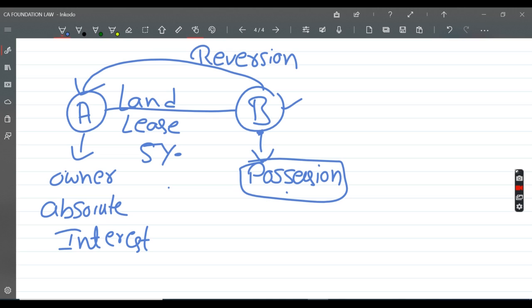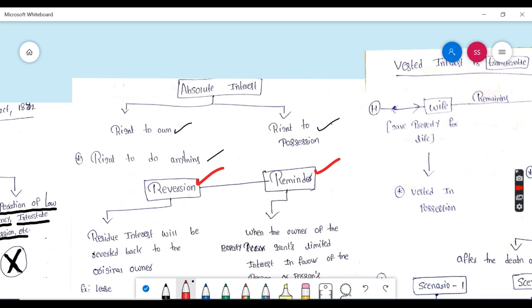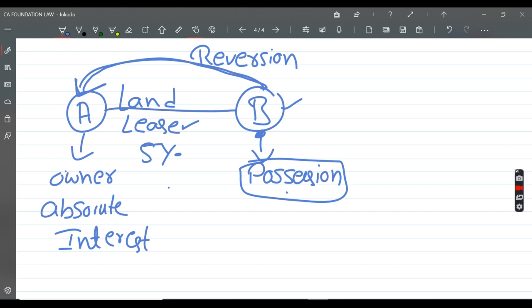So if A gives land to B on lease for 5 years, B can use that land for 5 years. After 5 years, it should be returned to A. The residue interest, whatever interest is left in the land, will be reverted, I mean transferred back to the original owner, which is A. And then remainder. What is remainder?